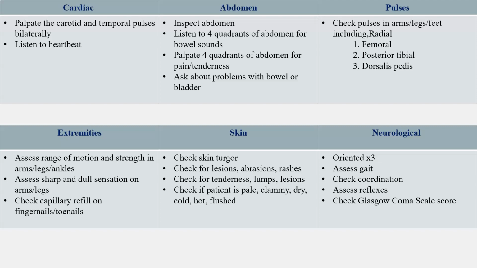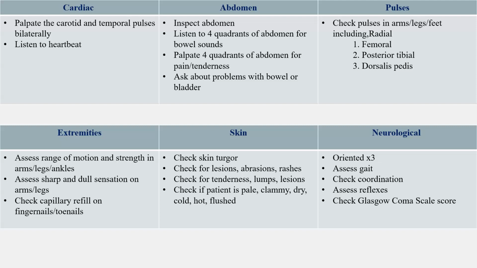Abdomen: inspect the abdomen, listen to the 4 quadrants of the abdomen for bowel sounds, palpate all 4 quadrants of the abdomen for pain and tenderness, ask about problems with bowel or bladder. Check the pulses in arms, legs, feet, including the radial, femoral, posterior tibial, and dorsalis pedis. When you check the extremities, you assess the range of motion and strength in arms, legs, and ankles. Assess sharp and dull sensation on arms and legs. Check capillary refill on fingernails and toenails.